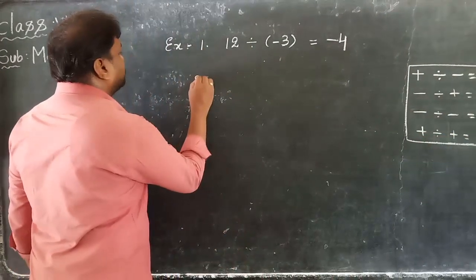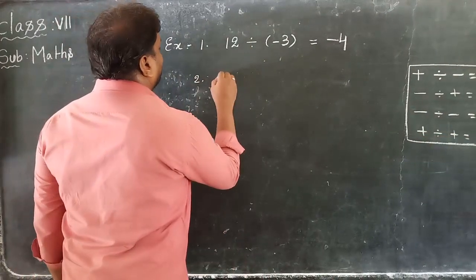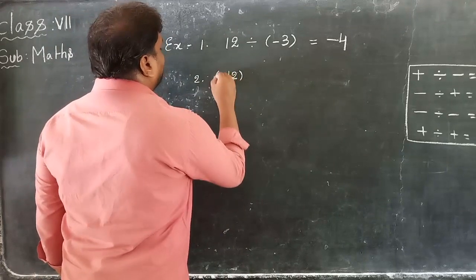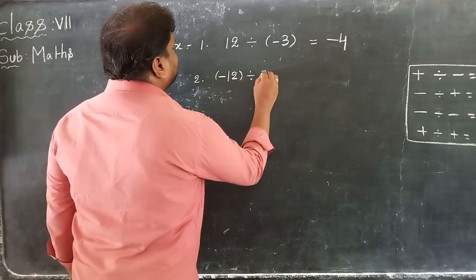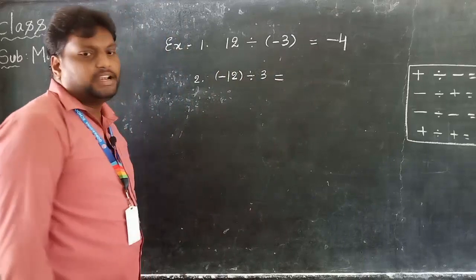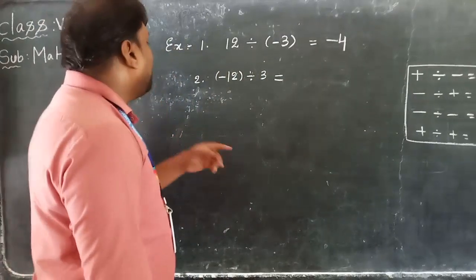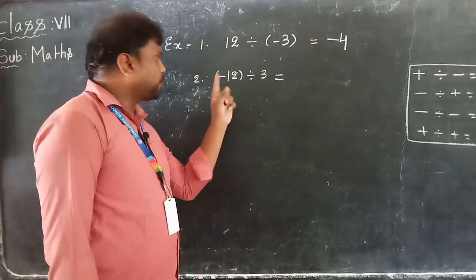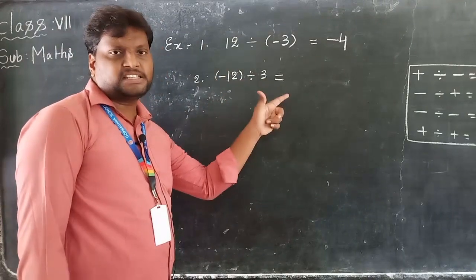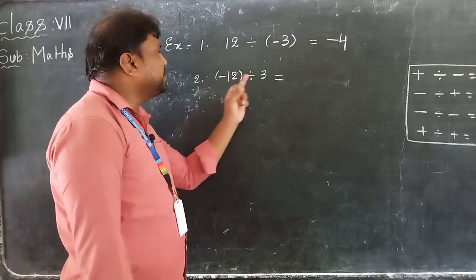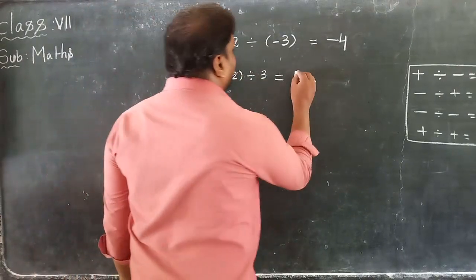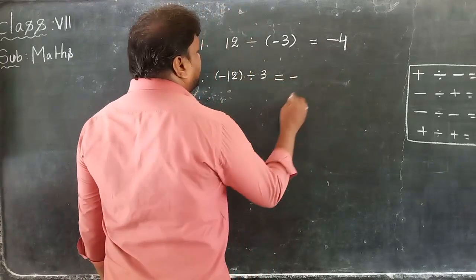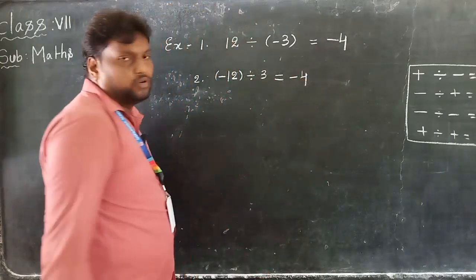Next case, minus 12 divided by plus 3. Minus 12 divided by plus 3, then minus divided by plus is minus, like minus into plus is minus. Minus divided by plus is nothing but minus, and 12 divided by 3 is 4 only.